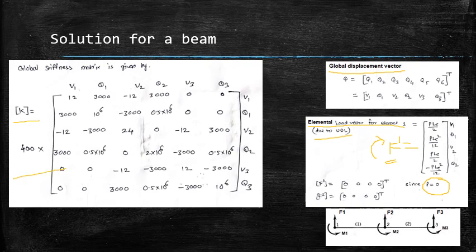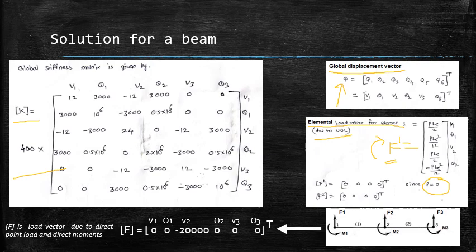Q we have seen, this is Q, and the load vector due to UDL is 0. So what is the value of F vector in equation KQ is equal to F? Because of the point load, remember there is a point load acting at the center of the span in the vertically downward direction, and due to this point load there will be deflection of the beam.